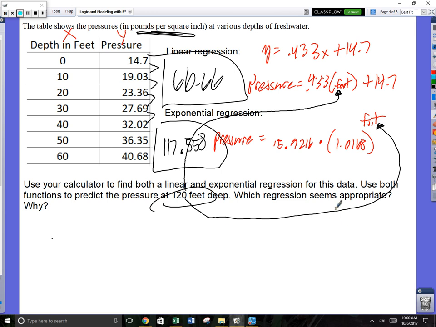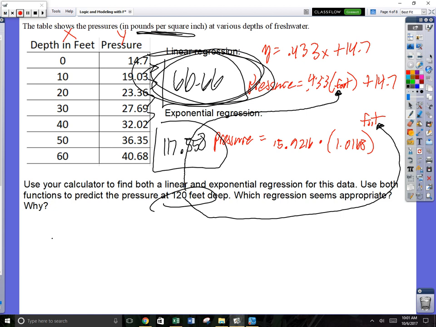So the linear one's going to be better. It fit better. There's a straight line. All those dots lined up straight. So we'll use the linear model. So it's going to be way closer to 66 than it is to 117.